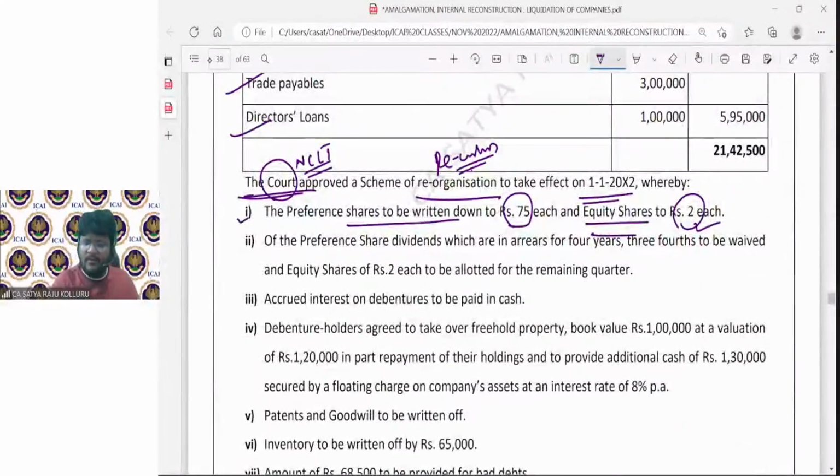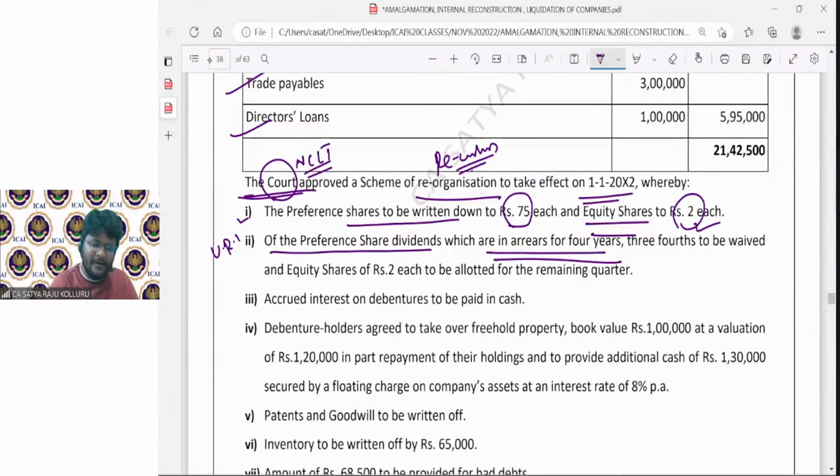Point number 1 is self-explanatory actually. No need to provide much details here. Simply, to the extent of sacrifice made by the shareholders, you can transfer to reconstruction account. Unless otherwise specifically mentioned, always we can presume that there is a reduction in paid up value as well as face value of the preference share.